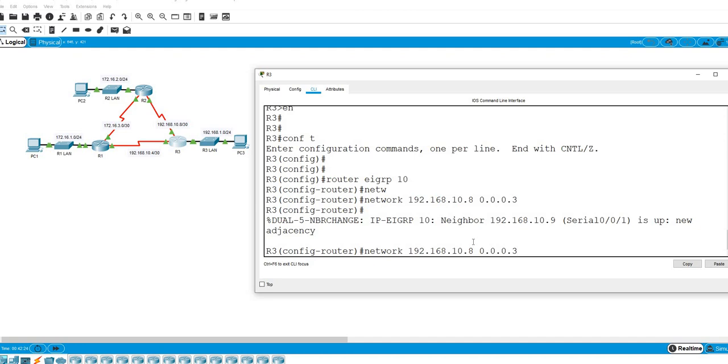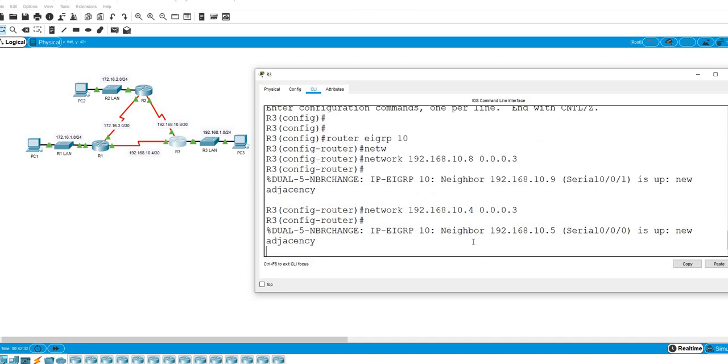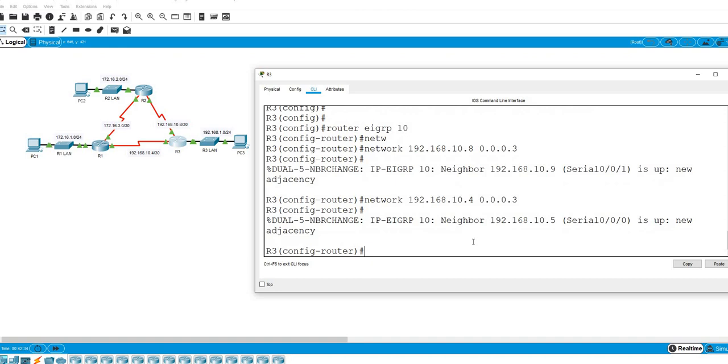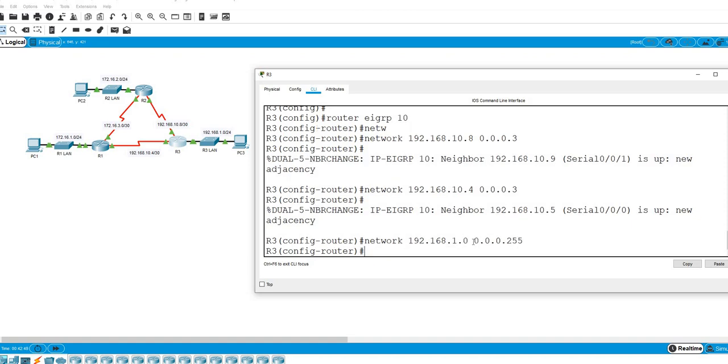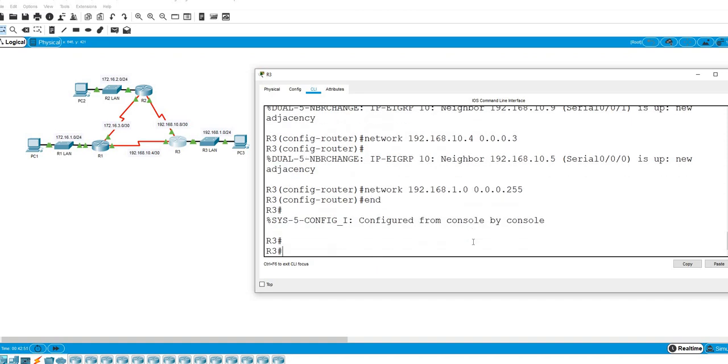Next network is 192.168.10.4. Wildcard mask is 0.0.0.3. And straight away another adjacency is created. Next is 192.168.1.0 network, and it has a wildcard mask of 0.0.0.255. Enter. So this is how we configure EIGRP.